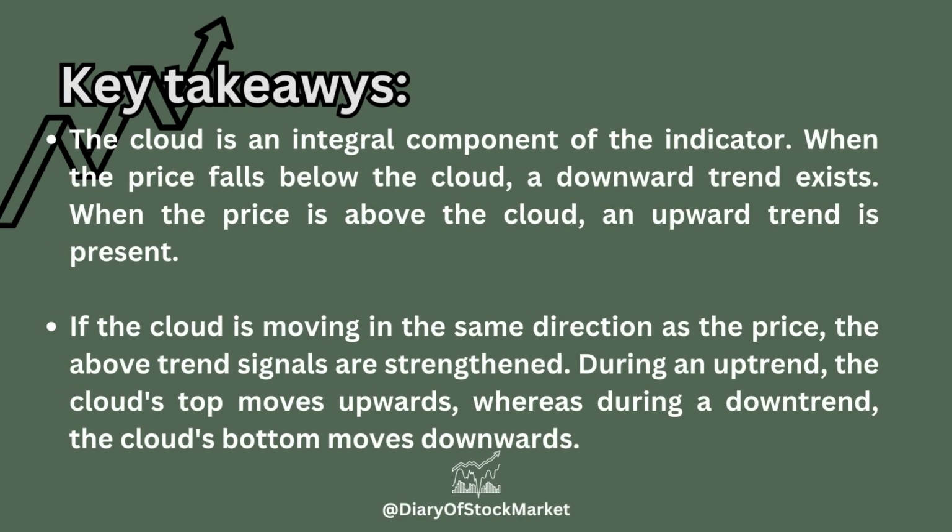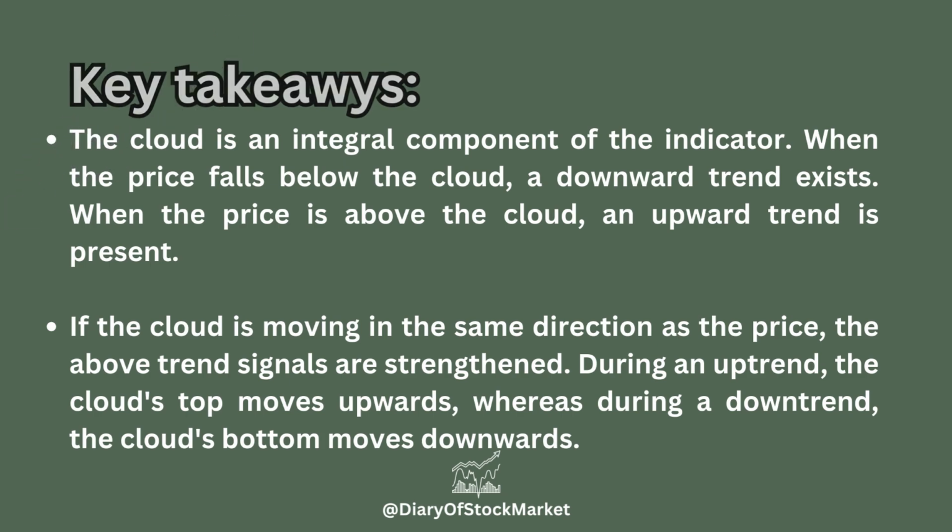When the price falls below the cloud, a downward trend exists. When the price is above the cloud, an upward trend is present. If the cloud is moving in the same direction as the price, the above trend signals are strengthened. During an uptrend, the cloud's top moves upwards, whereas during a downtrend, the cloud's bottom moves downwards.